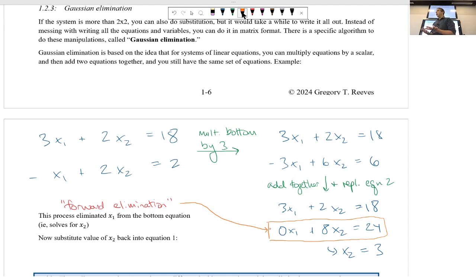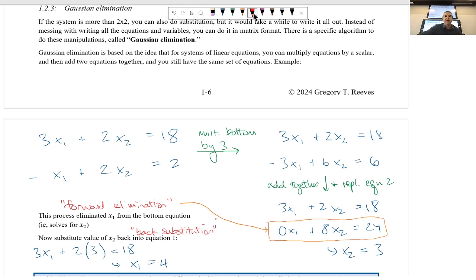Now once I have my value of x2, I can go back and substitute that into equation 1, right? So I will substitute x2 back into equation 1. So equation 1 says 3x1 plus 2x2, but I know x2 is 3 now, so just put that in, equals 18. Therefore, x1 equals 4, right? And so this is what's known as back substitution.